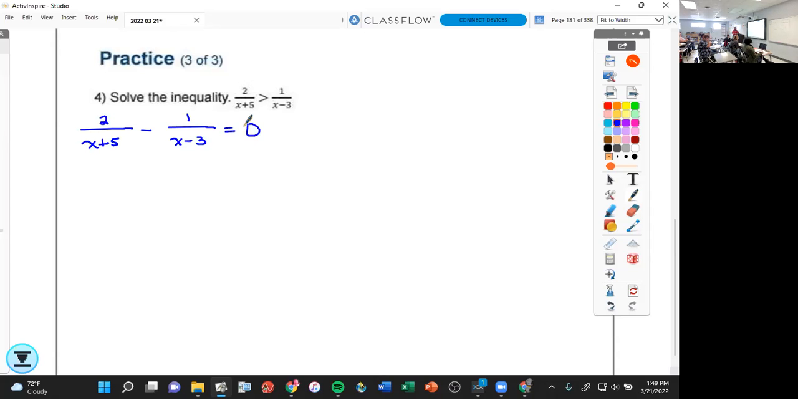What is the common denominator? It would have a negative 15 if I multiplied it out, but I'm not going to do that. How about this?